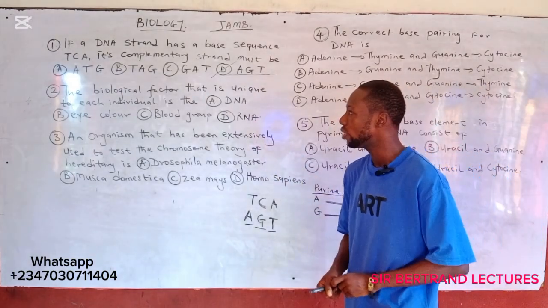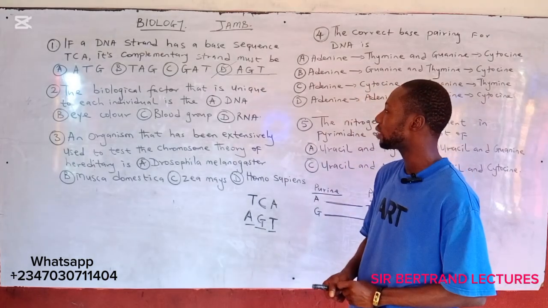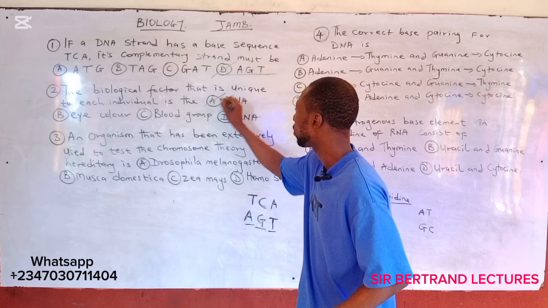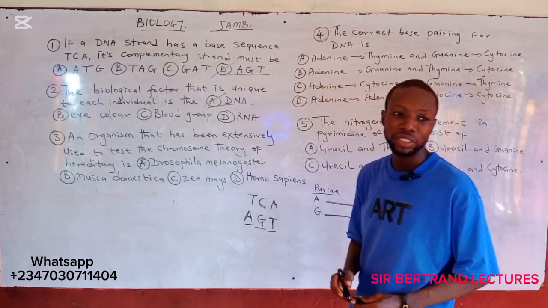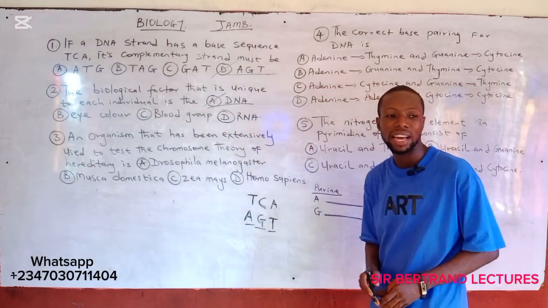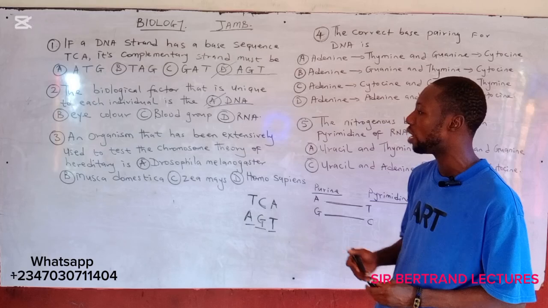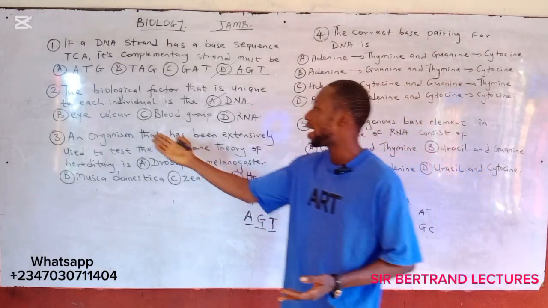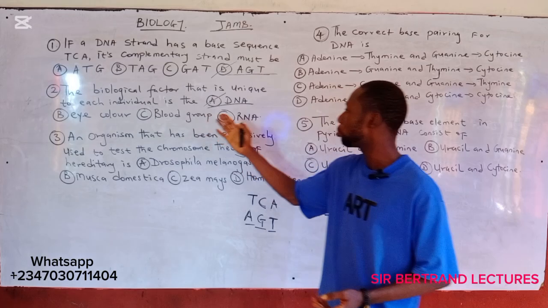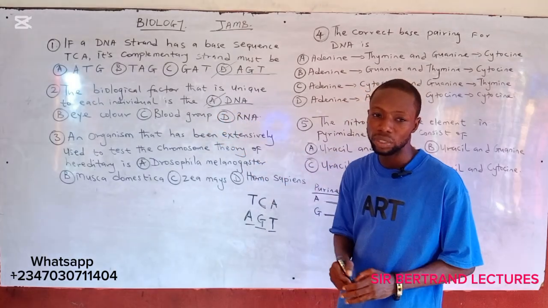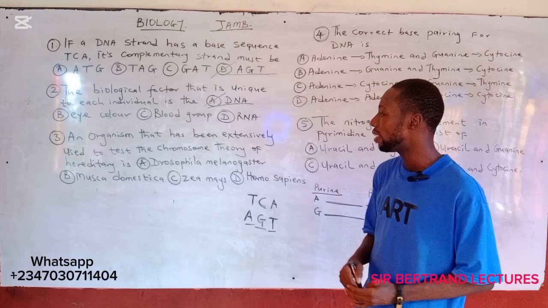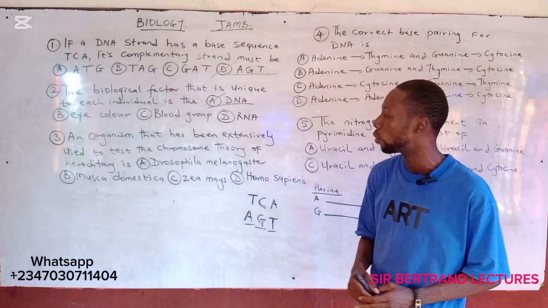The second question: the biological factor that is unique to each individual is DNA. No individual has the same or similar DNA. It is unique to every individual. Individuals can have the same eye color or the same blood group. RNA is not a factor that is unique. The unique factor we have here is DNA in each individual.